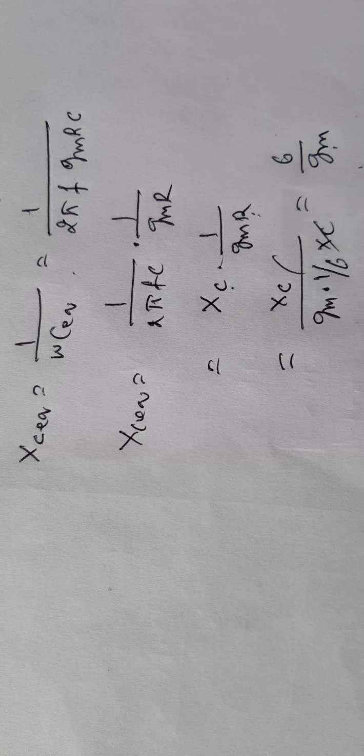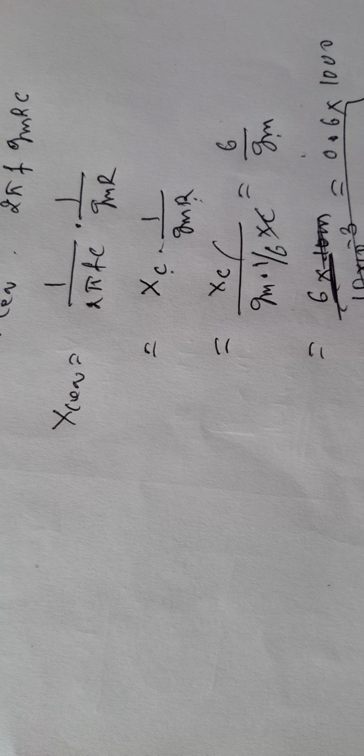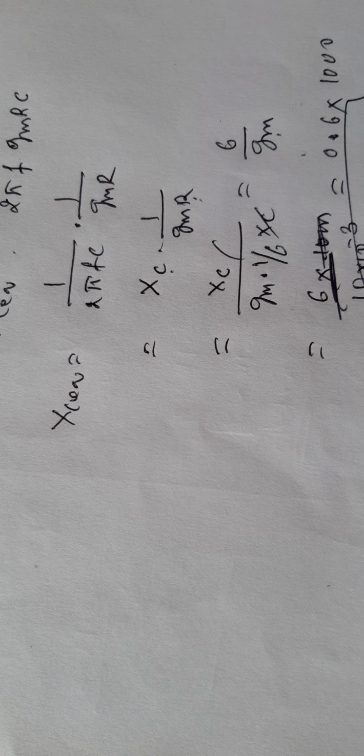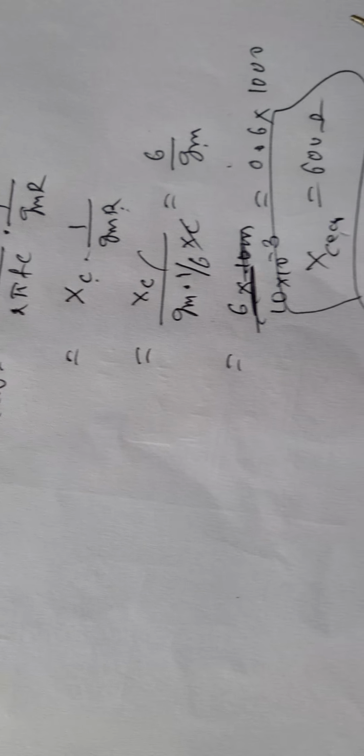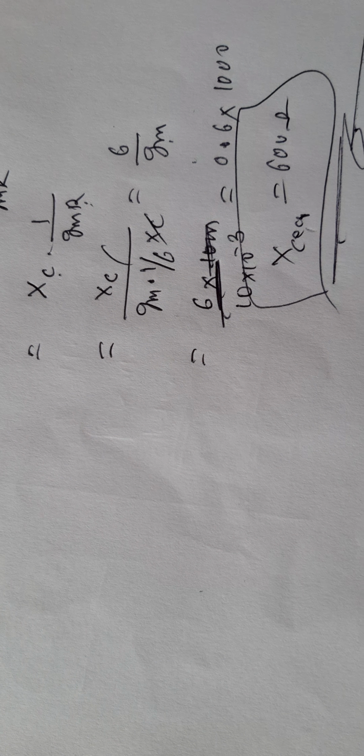Xc equivalent is 600. What is asked? Value of capacitive reactance. C equivalent is the equivalent capacitance. Xc equivalent is the equivalent capacitive reactance. That is given by 600 ohm. Thank you, and you please go through all these problems and you may be asked at any time. Thank you.